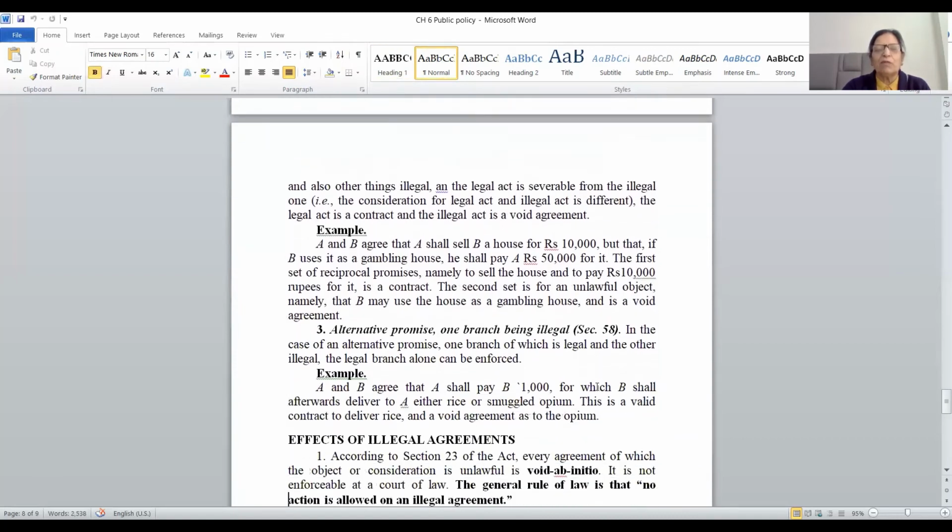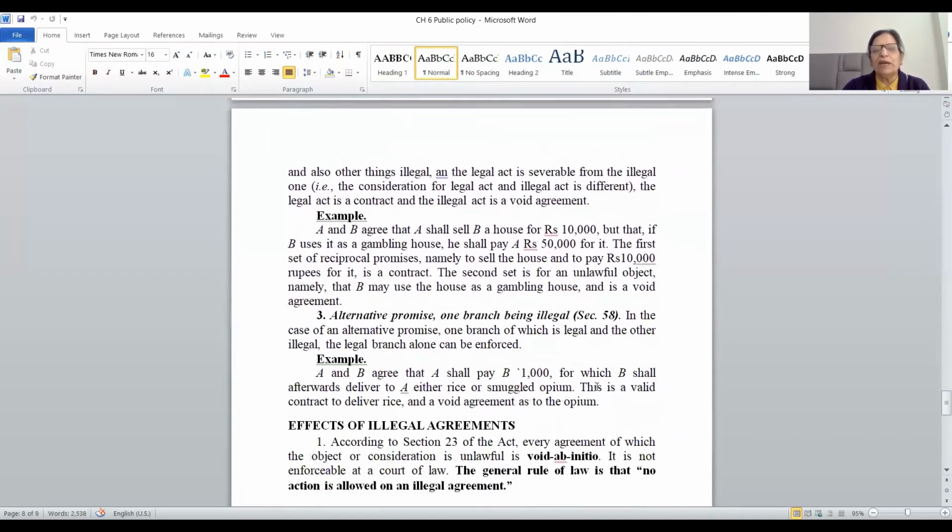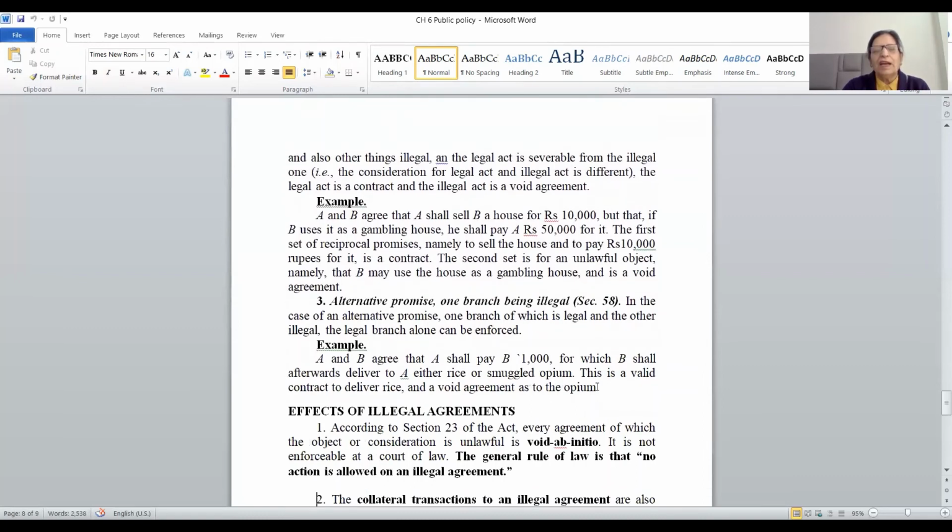Then alternate promise, one branch being illegal. In the case of alternate promise, one branch is legal, other branch is illegal, and it is the legal branch only which can be enforced. A and B agree that A shall pay B 1,000 rupees, for which B shall afterwards deliver to A either rice or smuggled afim.